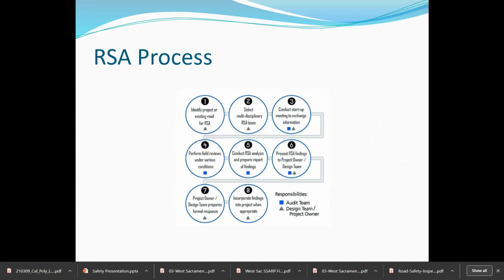Typically, as a design owner or a design team or a project owner, I will have access to the design drawings and stuff like that if there is a specific project I want you to look at.